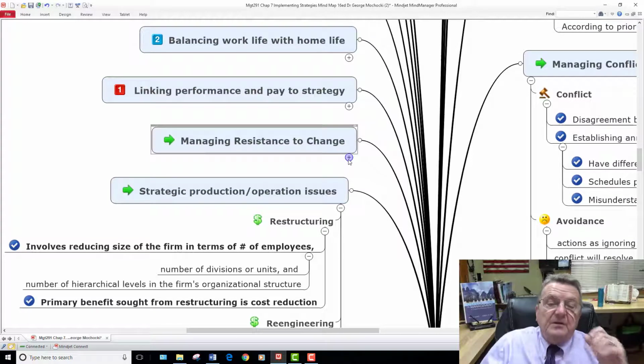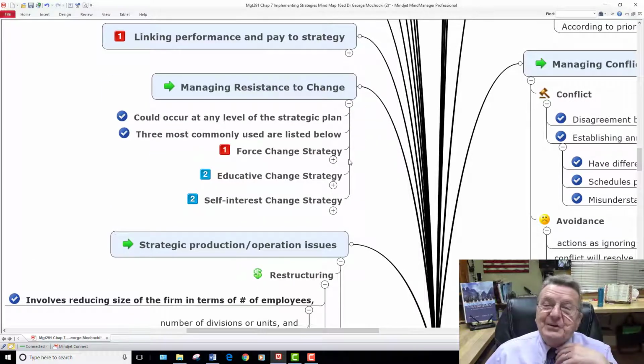Now, managing resistance to change. If I look at this, no one likes change, including myself. I hate change. But I was a change agent, so you know how to change. You know, here's the process. Once I get over that change is inevitable, then I basically ask, how do I monitor it and make the change as painless as possible?